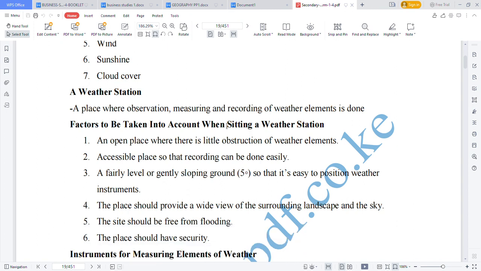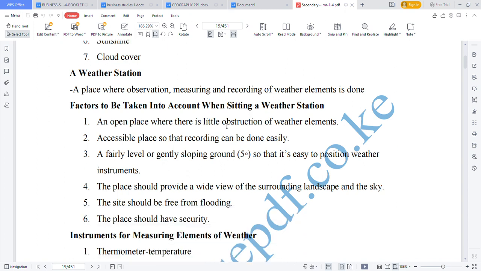A weather station. What is a weather station? It is a place where observation, measuring, and recording of weather elements is done.